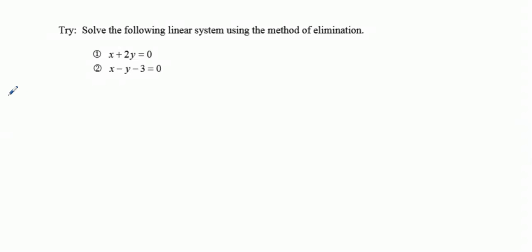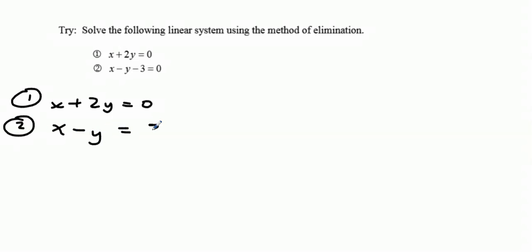Okay, so the first thing we have to do, step 1, is to rearrange it into ax plus by equals c form. The first one's already in that form, but the second one needs to be rearranged. So I'm going to rewrite the first one: x plus 2y equals 0. And I'm going to rewrite the second one as x minus y equals 3. You put a big old line underneath. You should have x's, y's, and numbers in a column.